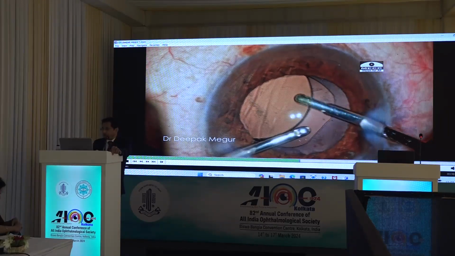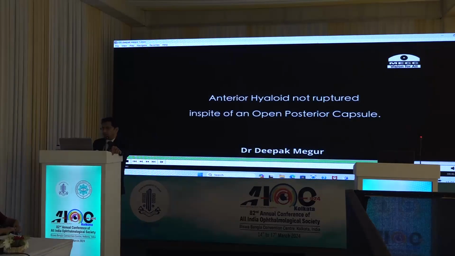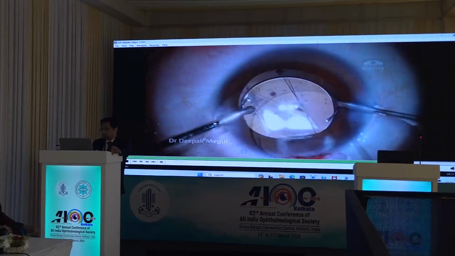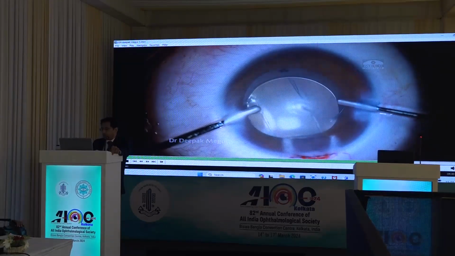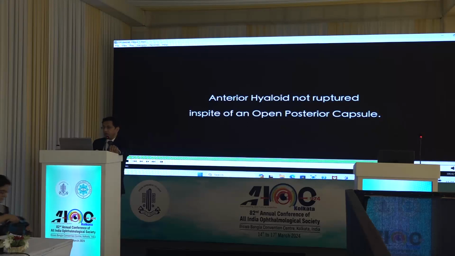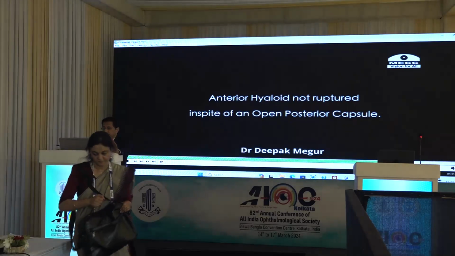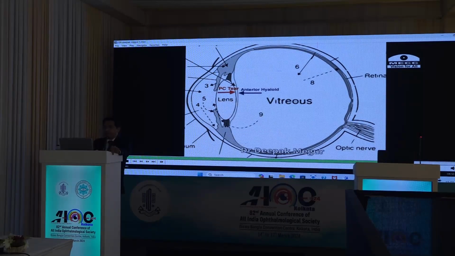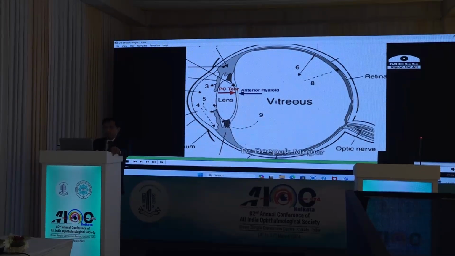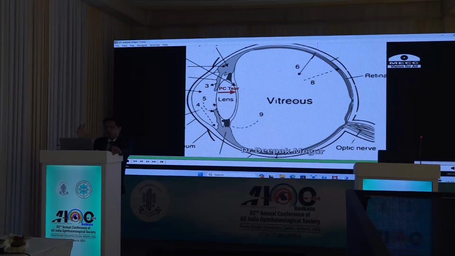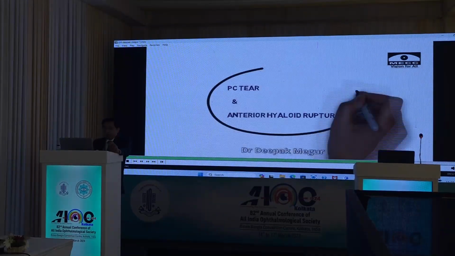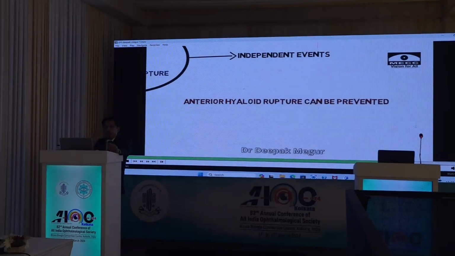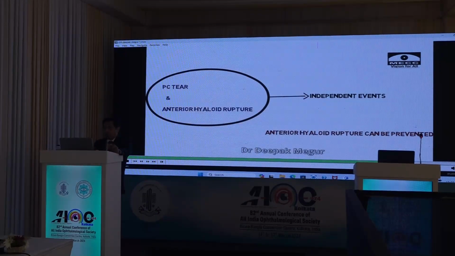So I think I'll skip a couple of cases because we'll be running out of time. I'd just like to conclude by summarizing the basic principles which I want everyone to understand here. The anterior capsule need not be ruptured whenever there is a posterior capsular tear, okay? It can be intact. These are two independent entities. The anterior capsule appears like an invisible membrane. We see it only when it ruptures. It appears like a round hole as you saw there. So remember, both are independent entities, and in a substantial number of cases, if you are very alert, you can prevent the anterior rupture.